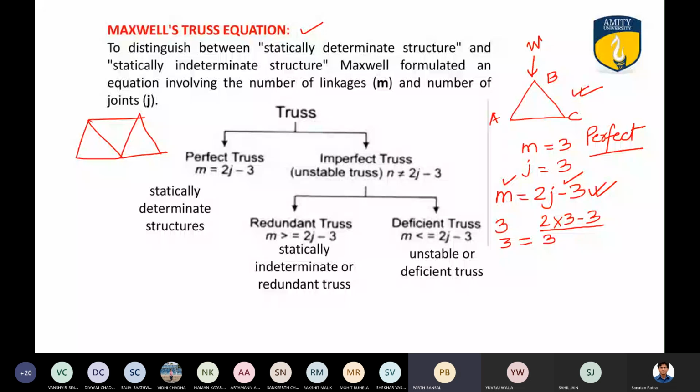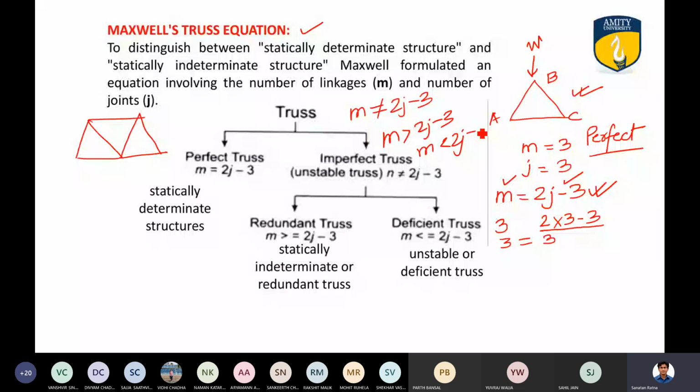Similarly, it is not able to support the load. This M is not going to be equal to 2J minus 3. It will be M greater than 2J minus 3 or M less than 2J minus 3. So two cases can be there. If M is not equal to 2J minus 3, M will be either greater than 2J minus 3 or less than 2J minus 3.